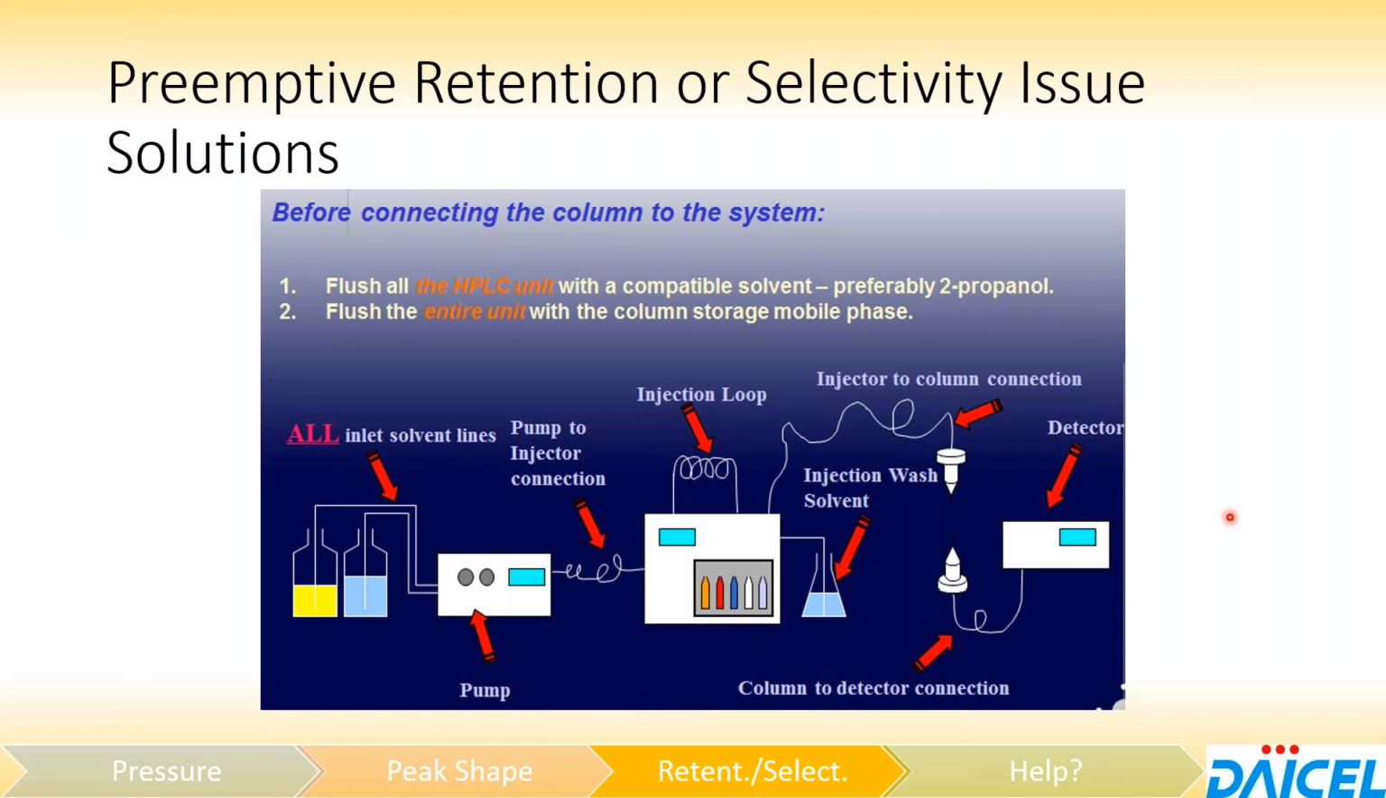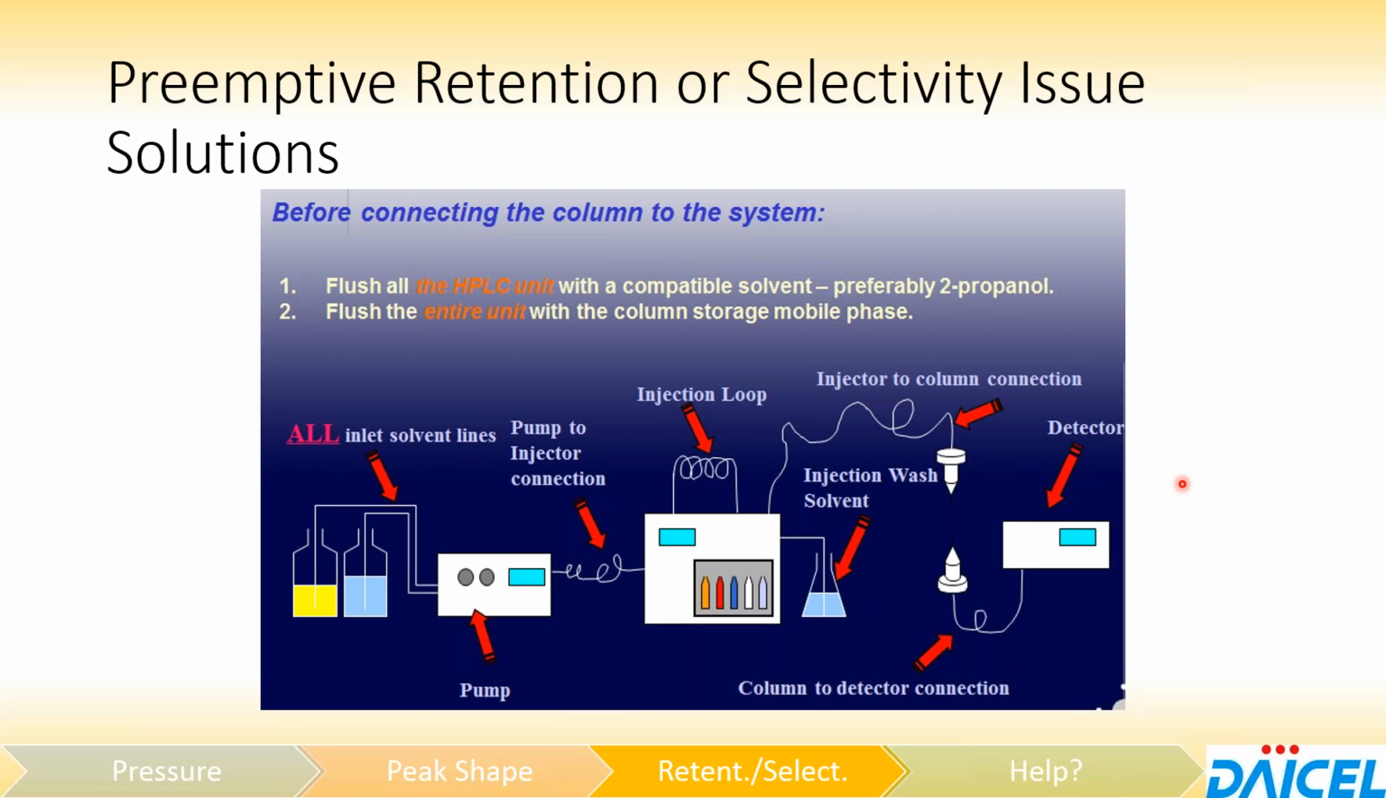So you're flushing everything really well with isopropanol or ethanol. And then before you even put the column on, flush the entire system with the column storage mobile phase, hexane IPA. Again, you're just trying to make sure that there are no remaining forbidden solvents in that system before you put your coated phase on there.